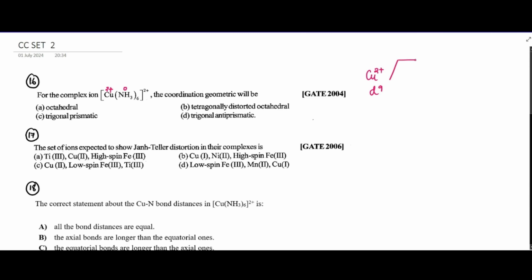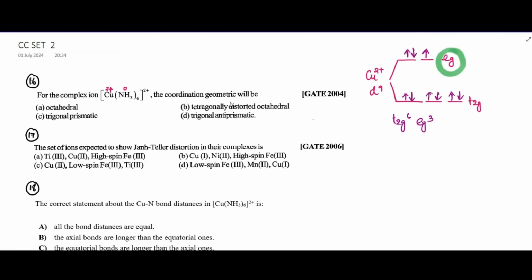So when it has a d9 configuration, t2g and eg, 9 electrons are filled. So it's going to be 1, 2, 3, 4, 5, 6, 7, 8, 9. The configuration is t2g6 eg3. Now, if you look at the eg orbital, the number of electrons distributed in the eg orbital is not the same, and there is an unsymmetric distribution.